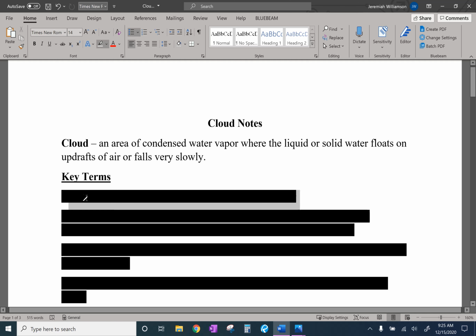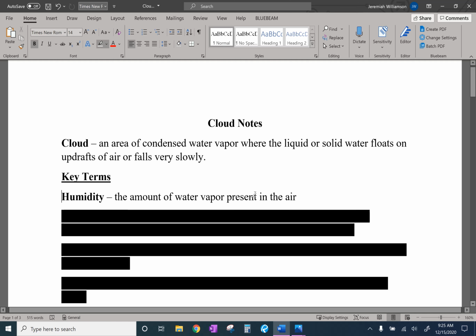The first thing we need to get down are key terms. And the first term up is humidity. And you've probably heard people mention this. This is the amount of water vapor present in the air. And this can have a big effect on how weather affects you.